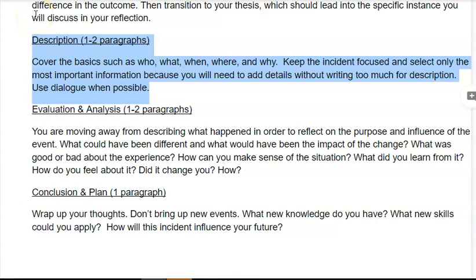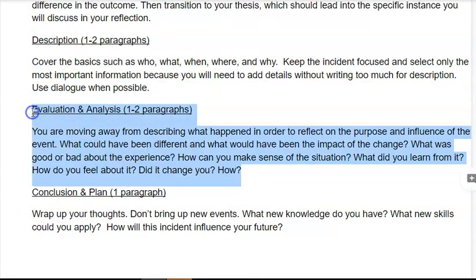If something went on for a while, then you need to pick that specific moment that really made the difference. It's that moment instead of the entire situation. Think of a point of that situation that made the difference. All right, let's move on to evaluation and analysis.